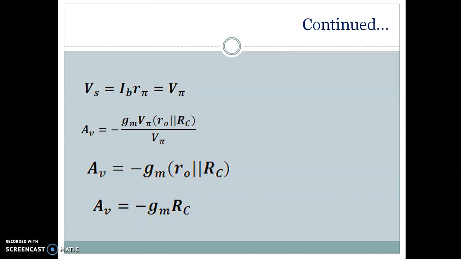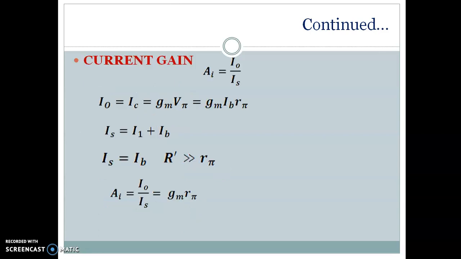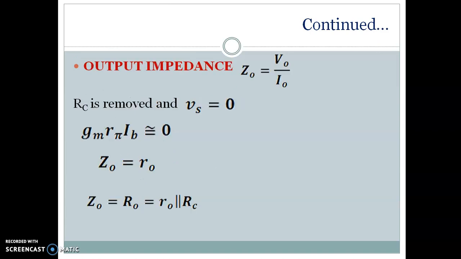Previously we got Av is equal to minus Rc by Re, but now it is minus Gm times Rc. Next, the current gain. AI is I naught by Is. I naught is nothing but your Ic, which is equal to Gm V pi, and V pi is nothing but Ib times R pi. Okay, and Is is approximately Ib because your input impedance is equal to R pi. So therefore your Is will be approximately your Ib. So I can write AI is equal to I naught by Is is nothing but Gm R pi.